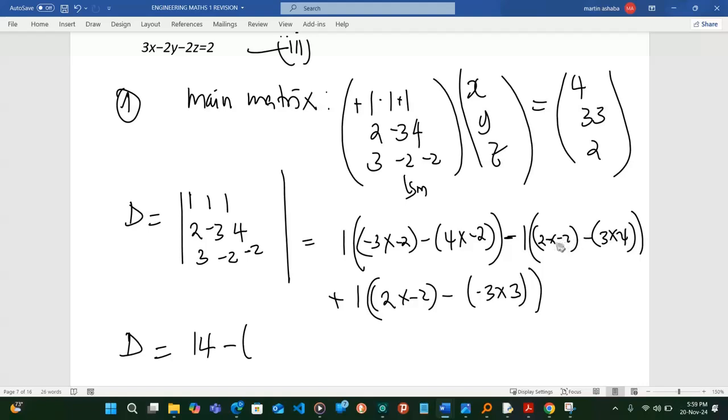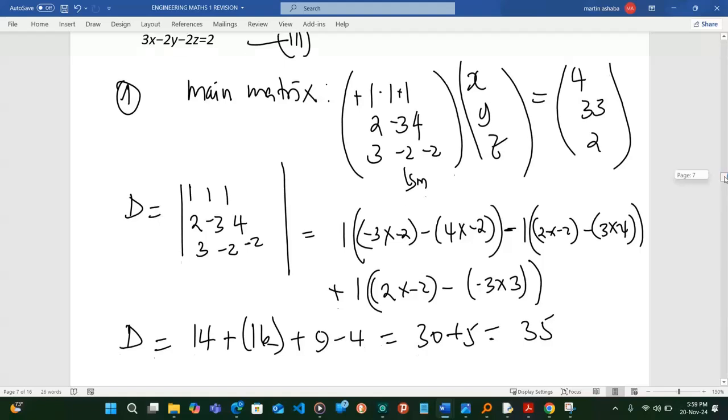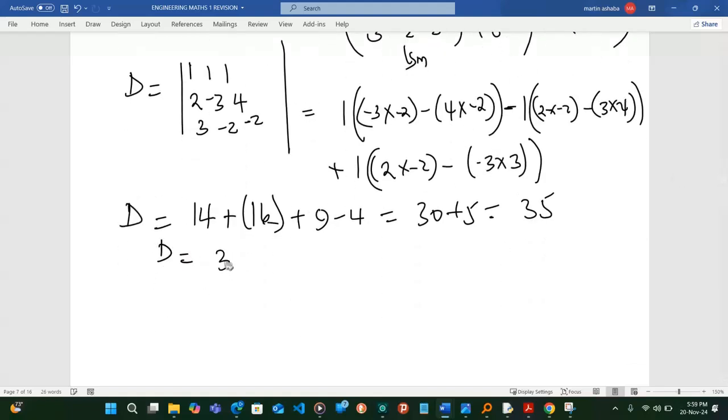Then I'll have, obviously, 2 times -2, that is -4. -4 minus 12, I'll have -16. So -16, if I multiplied it into -1, I'll have 16. Then plus, this is -4 plus 9, which gives 5, and 30 plus 5 gives us 35. So finally, we have D, which is equal to 35.